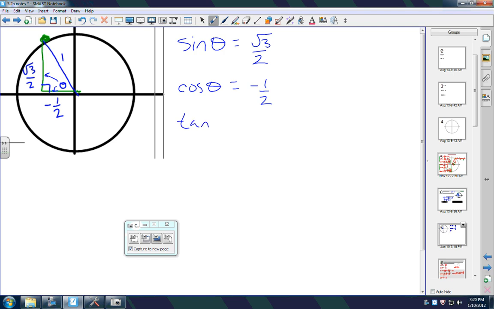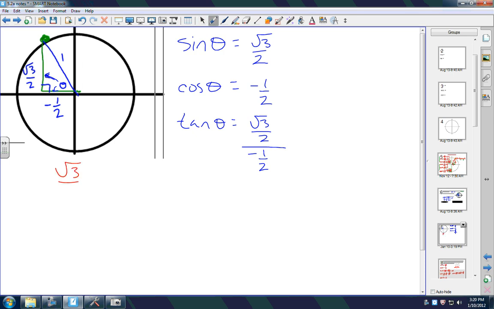Next, we go to a tangent. Tangent is an opposite over adjacent. Now here's the one time I'm going to show you how to divide fractions this semester. Okay? You guys need to know how to do it.